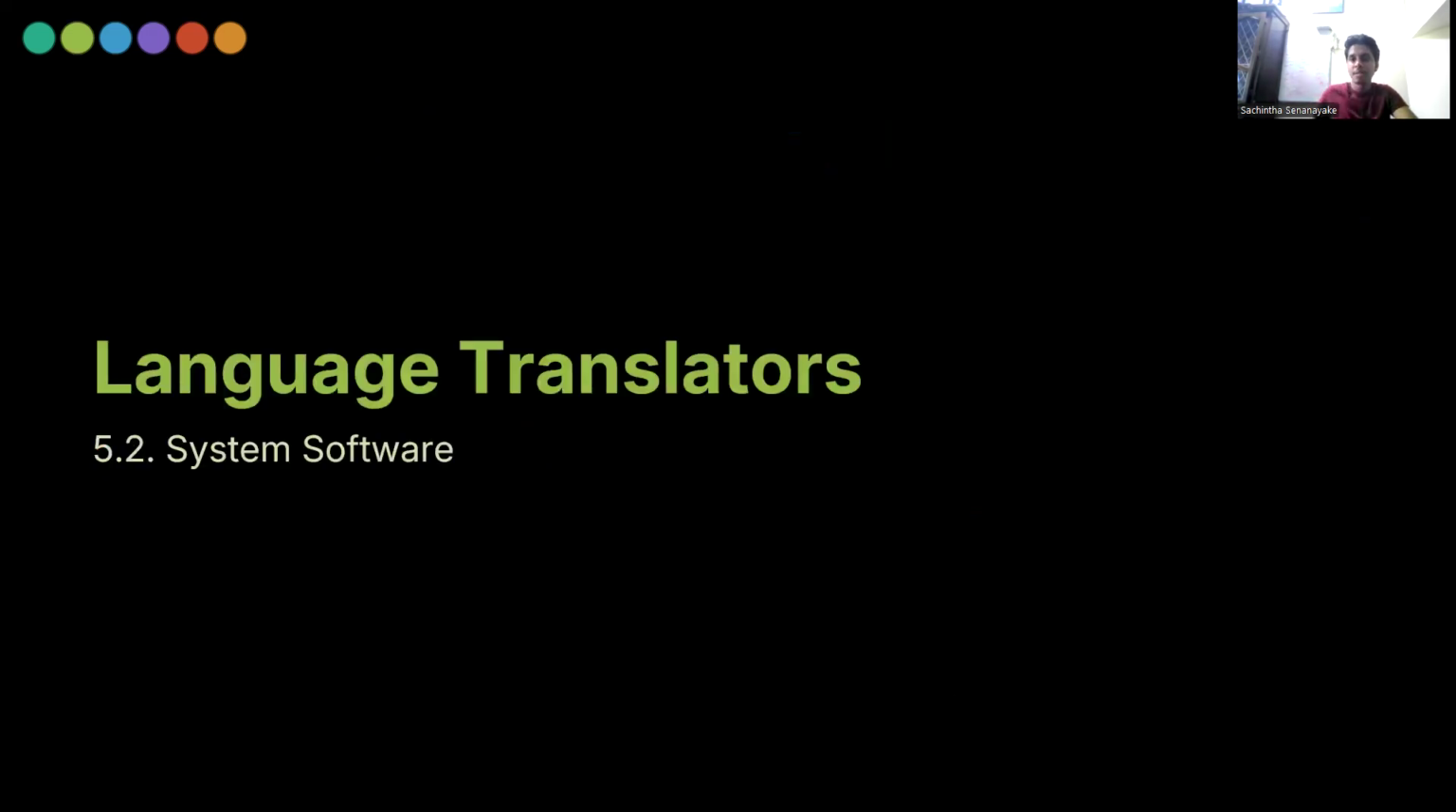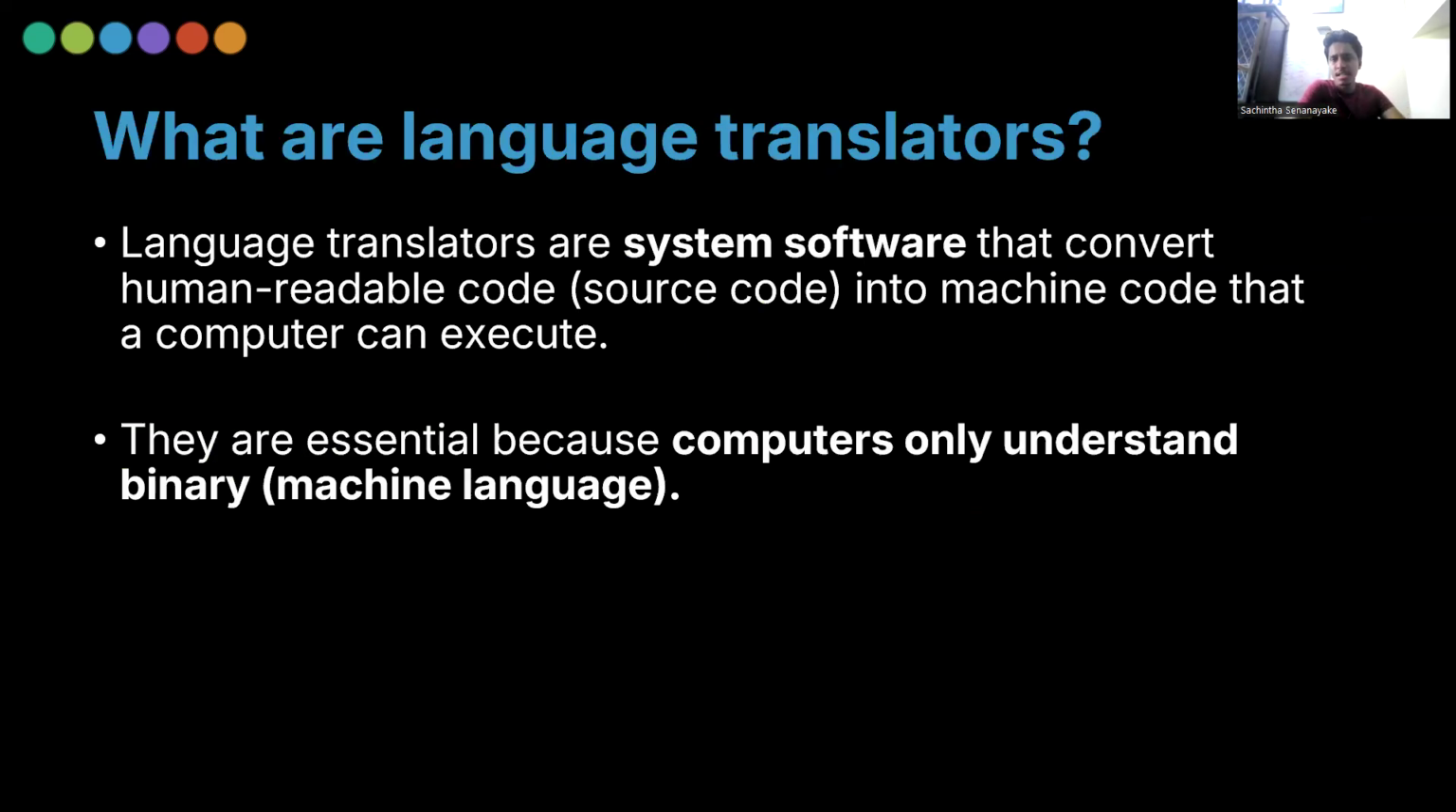Now we get to the next part, which is about language translators. Language translators is a very interesting section because we learn about how exactly our source code gets converted to machine code, some of which we also referred to when we learned about compilers in the earlier section, right? Language translators are system software. They convert human readable code into machine code that the computer can understand, because computers can frankly only understand binary, which is why we need language translators.